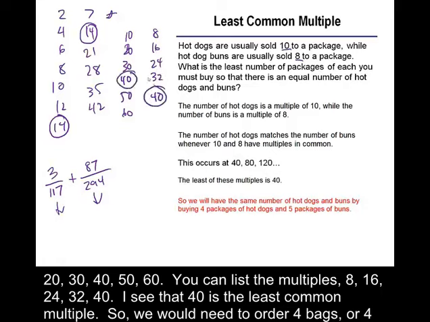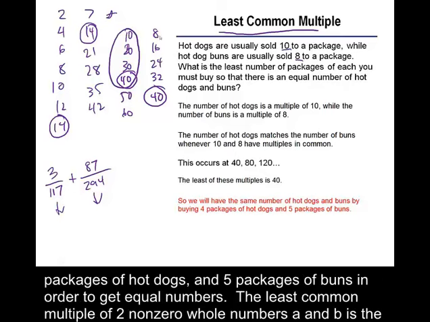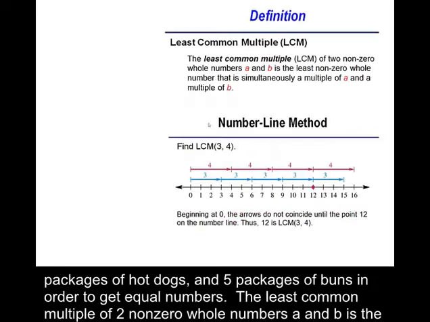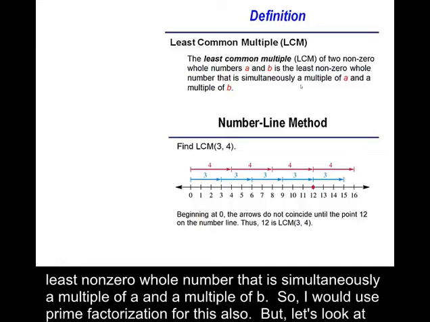I see that 40 is the least common multiple, so we would need to order 4 packages of hot dogs and 5 packages of buns in order to get equal numbers. The least common multiple of 2 non-zero whole numbers, A and B, is the least non-zero whole number that is simultaneously a multiple of A and a multiple of B.